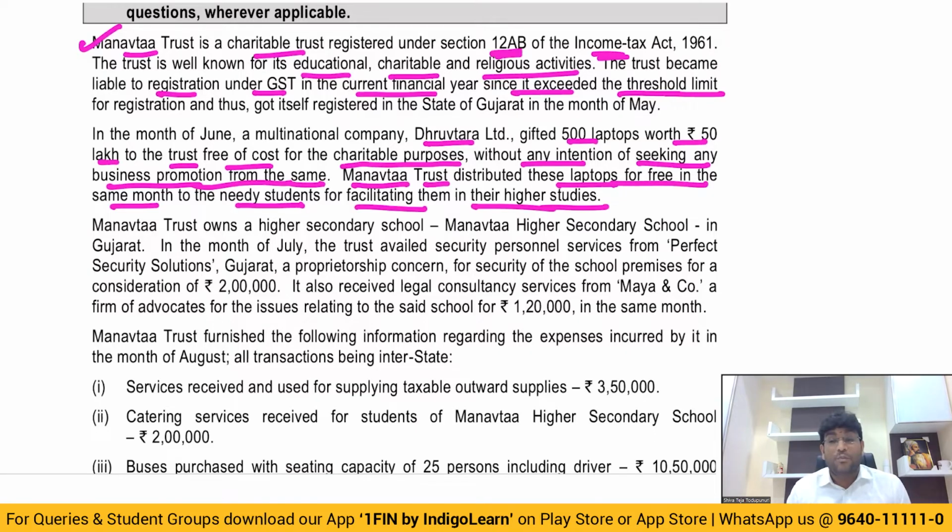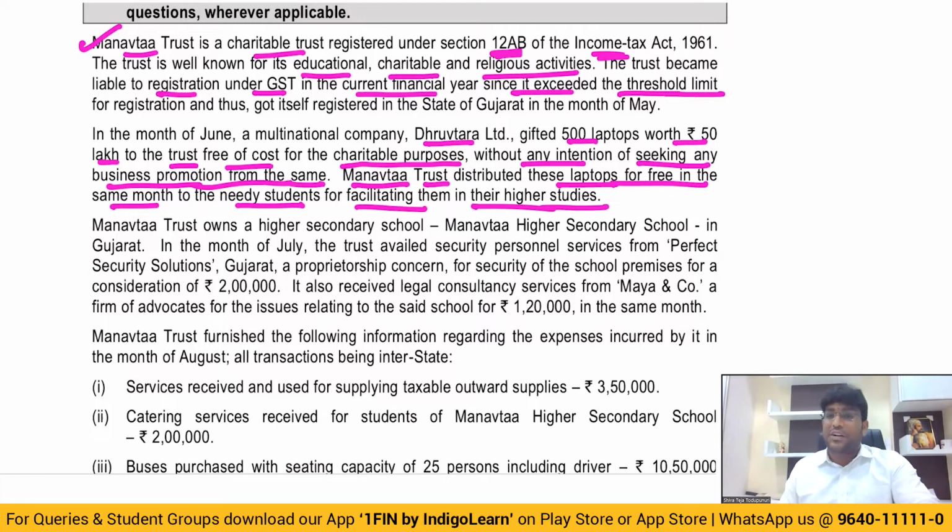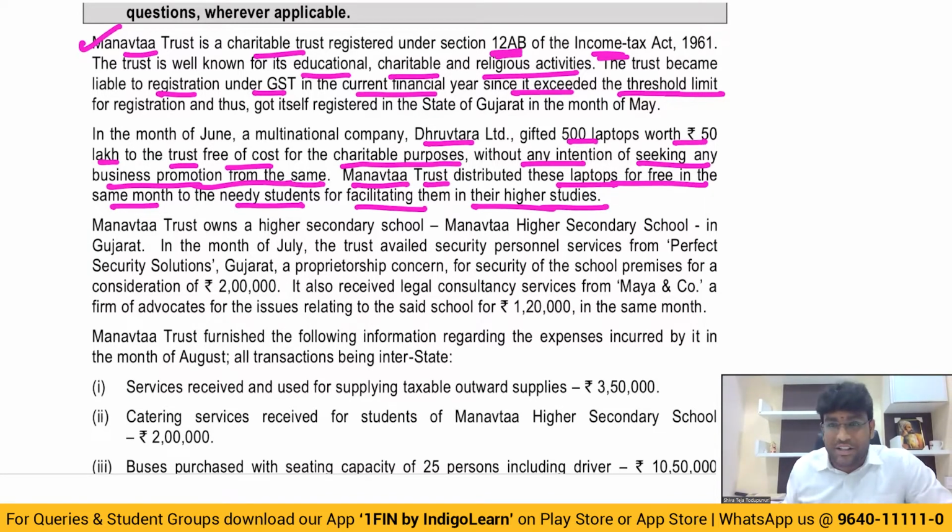Correct, friends? And one more part, I'm sure we all know that Schedule 1 talks about transactions regarded as supply, even though there is no consideration. That story will come into picture only where certain specific transactions are regarded as supply, even though there is no consideration. If not, if there is no consideration, then it is not regarded as supply.